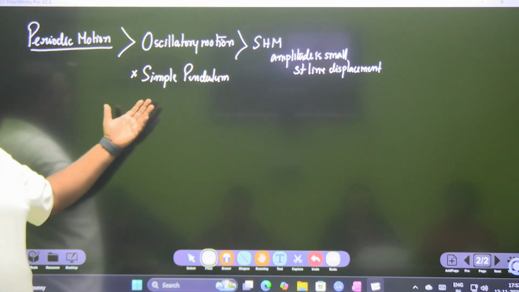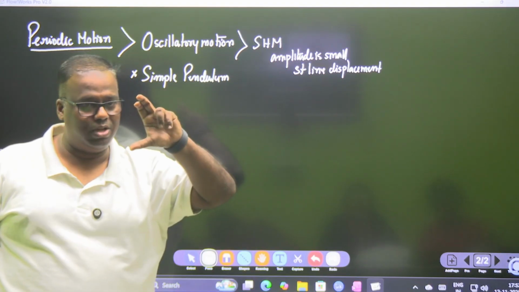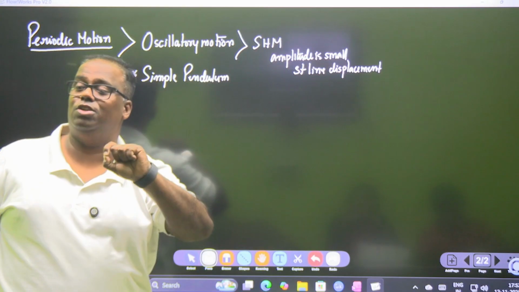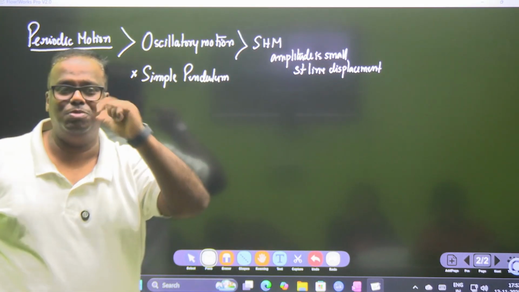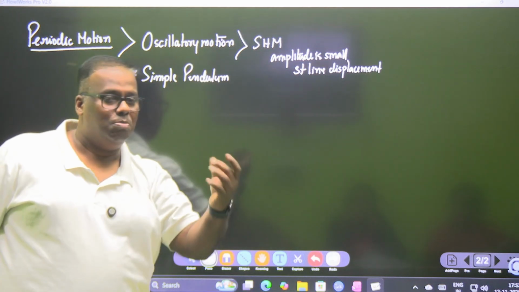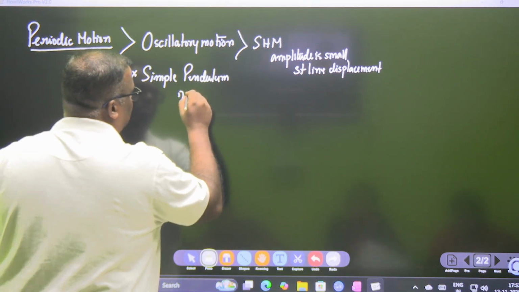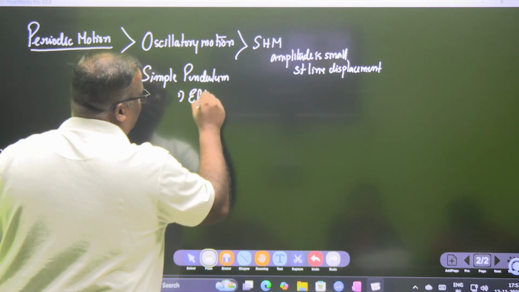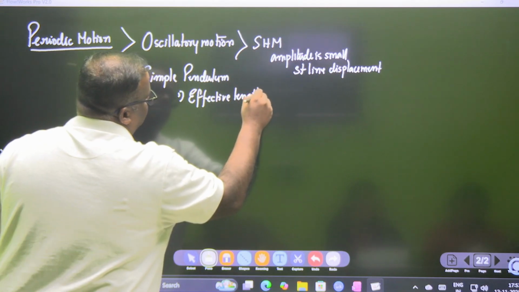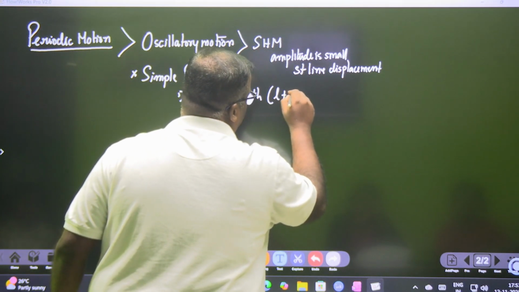The simple pendulum is characterized by its effective length, and the effective length is always the length of the string plus the radius of the bob, from the point of suspension to the center of the bob, not only the string. Many people make this mistake in grade 12 practicals also. They'll just take it till the string. No, string plus the radius. So in the simple pendulum, we get into another concept, which is the effective length. This is also known to you, okay? And if you get a little confused, it is the length plus the radius of the bob.